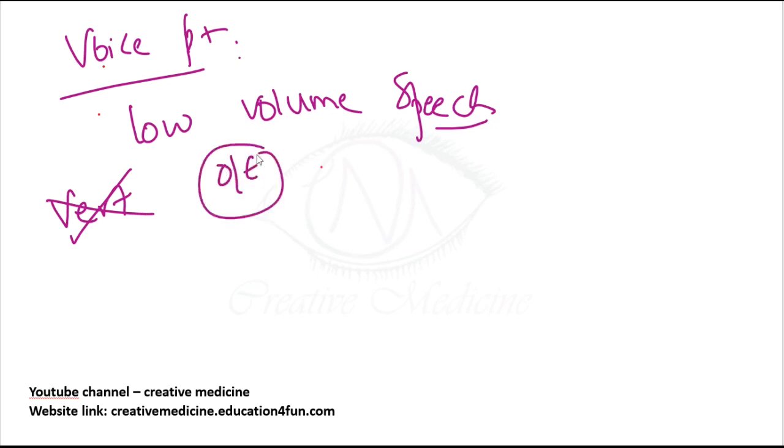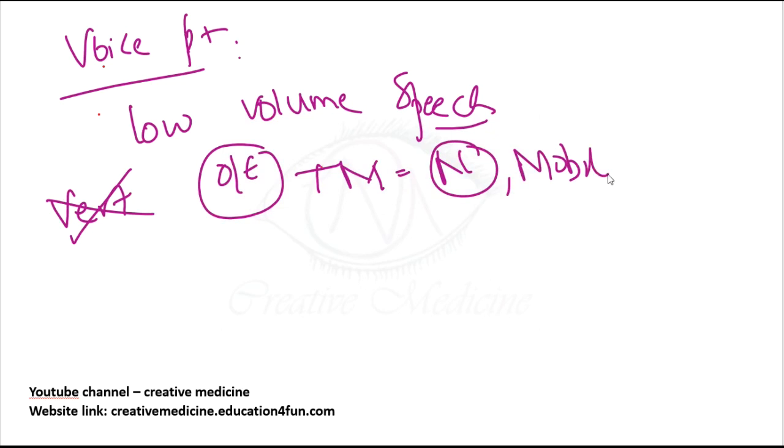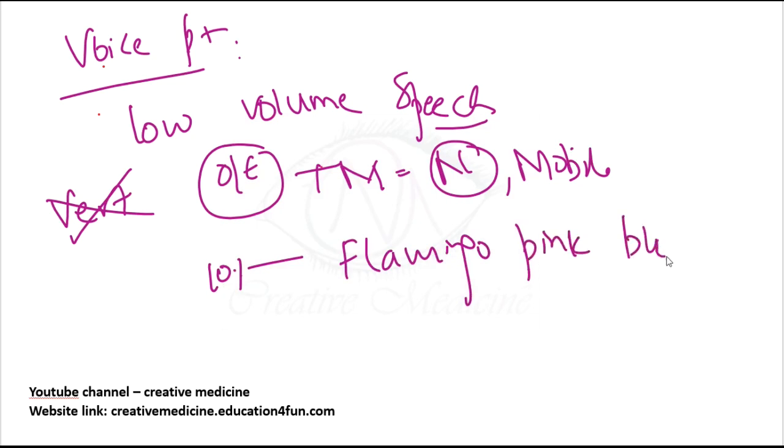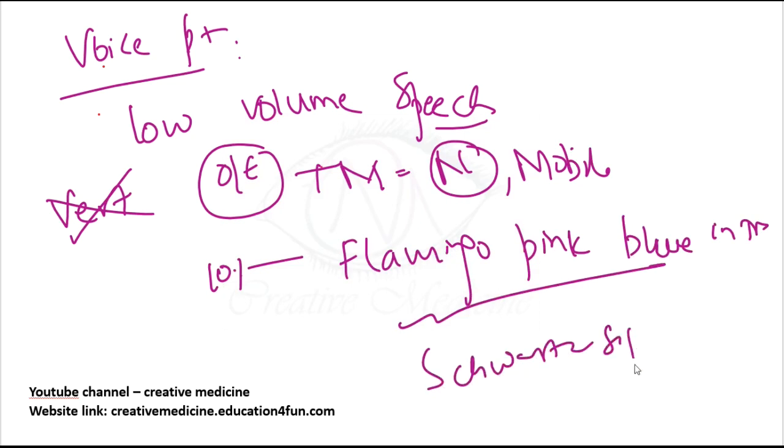On otoscopic examination, you will see that the tympanic membrane is normal in most of the patients and it is mobile. But in only 10% of the patients, you will see a flamingo pinkish blue tympanic membrane. This is called the Schwartze sign, and it is indicative of an active focus.